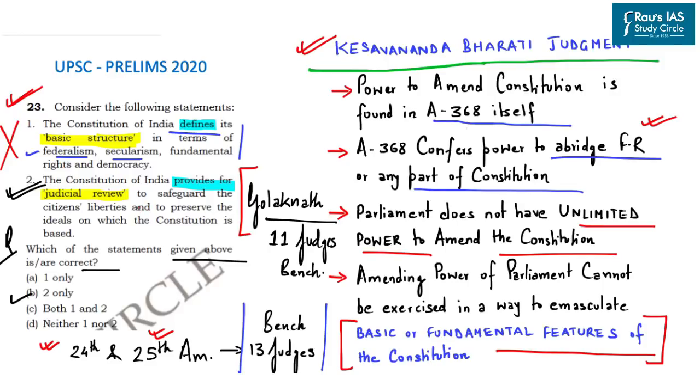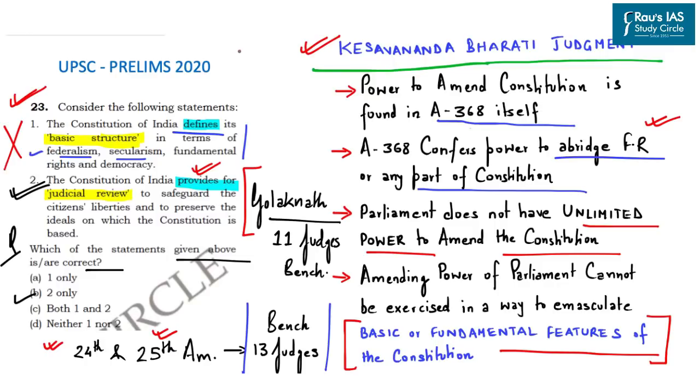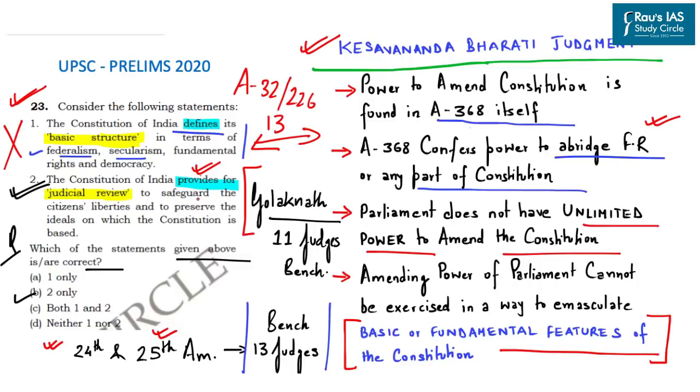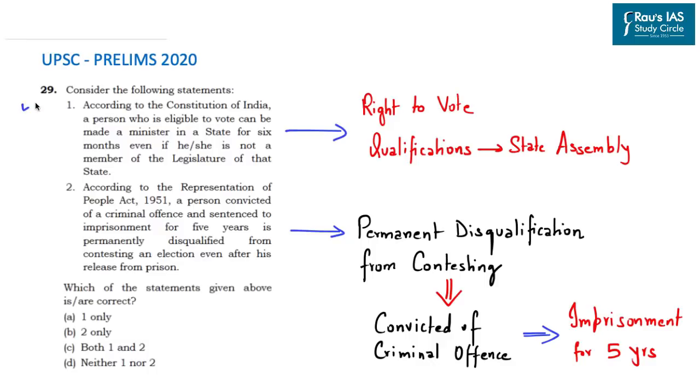Now regarding judicial review, the question stated that the Constitution of India provides for judicial review. And we know that through Articles 32, 226 as well as 13, the Constitution of India does provide for the concept of judicial review. Thus, both these concepts of judicial review and basic structure become very important, and questions can again be asked in the future regarding both these topics. Now let's take up this particular question.